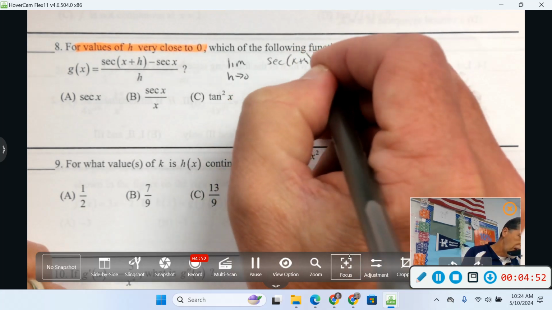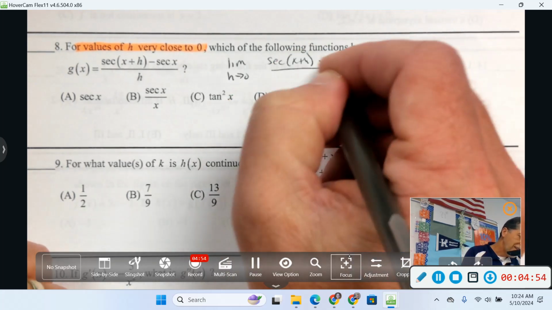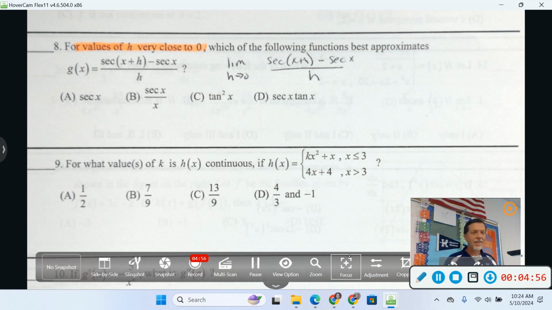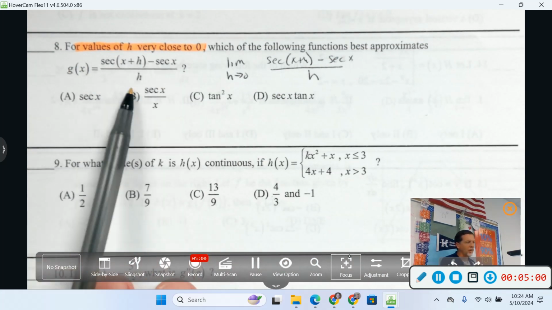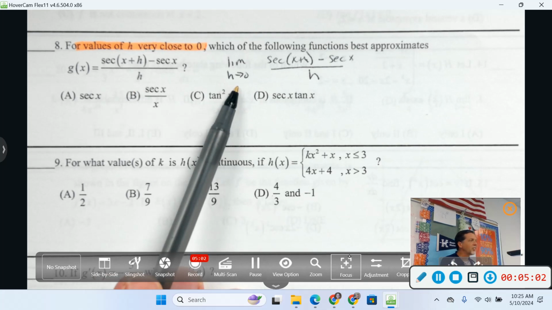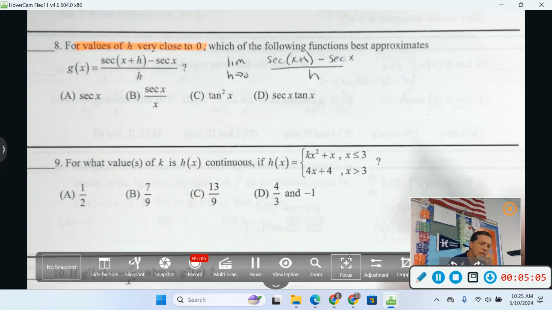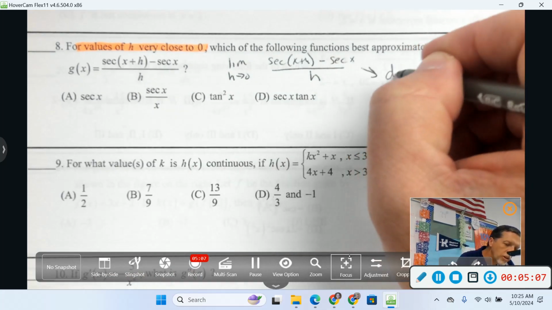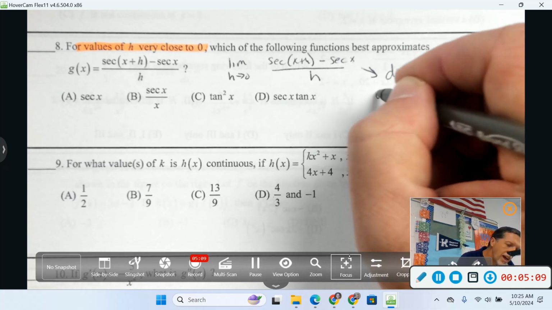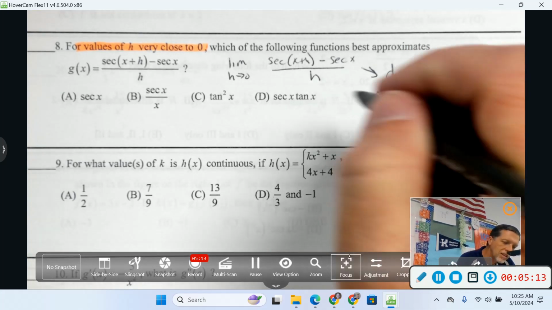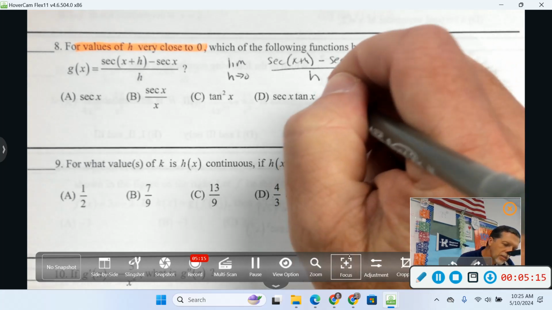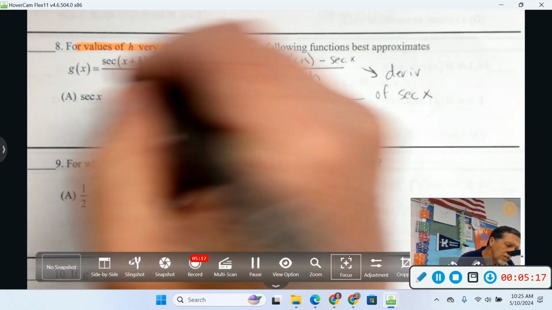Couldn't you also just recognize that was finding the derivative of secant. Now be careful, it's not the derivative right here, but with the limit on there, it is the derivative of secant. So there's nothing to do other than to recognize that this is asking me, or it's the same thing as the derivative of secant, and derivative of secant is secant tangent.